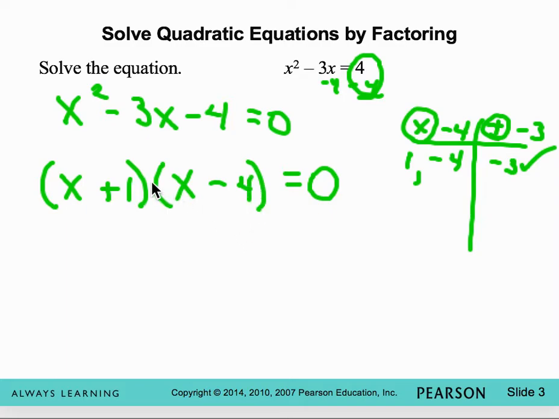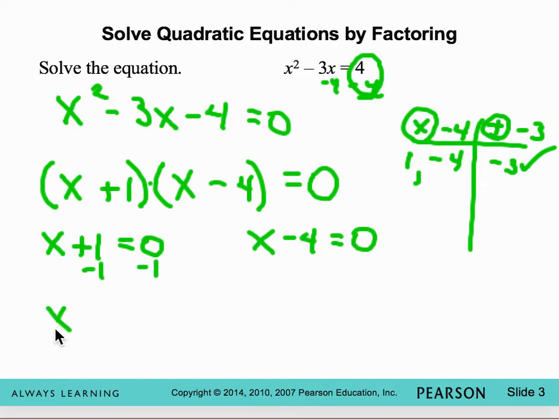Now that I have two things multiplied together that equal 0, the only way that can happen is if one of them's 0. So either x plus 1 is 0 or x minus 4 is 0. One of those at least has to be 0. So then we can solve the simple linear equation. So x equals -1 or x equals 4. So there's our answer, -1 and 4.